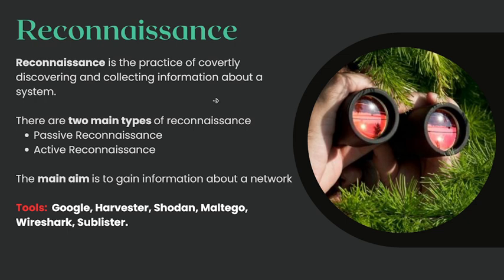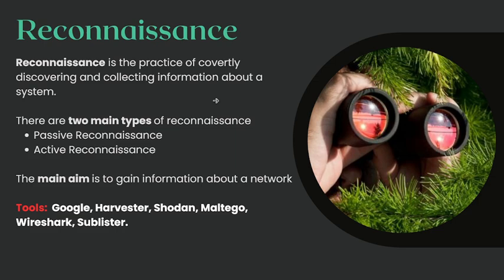Now we come to active reconnaissance. Here we interact with the system, such as by performing network scans on an organization. By performing scans, it can generate logs on a system, and it can be easily detected that someone is trying to scan the network. We basically scan for services which are running on the system and the ports which are open, and this is very easily detectable. That's the main difference between passive and active reconnaissance. But the main aim in both these techniques is to gain information about a network or an organization.